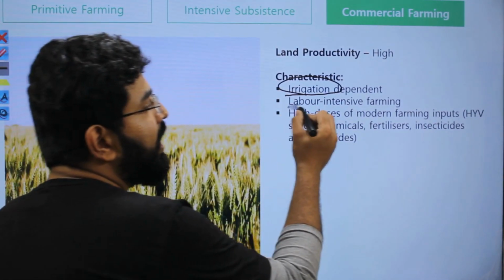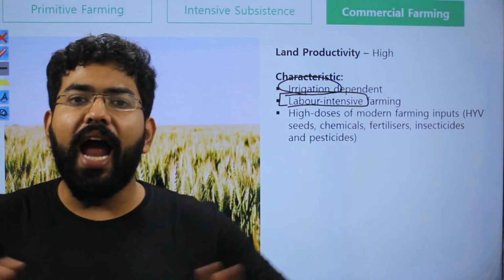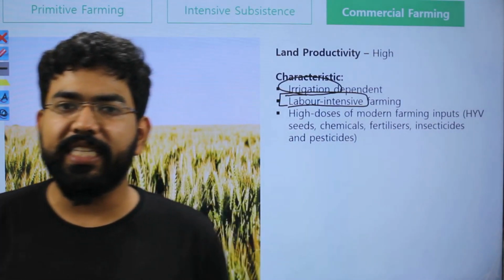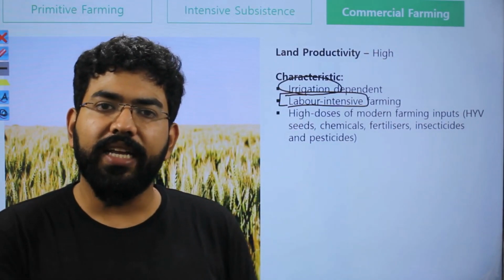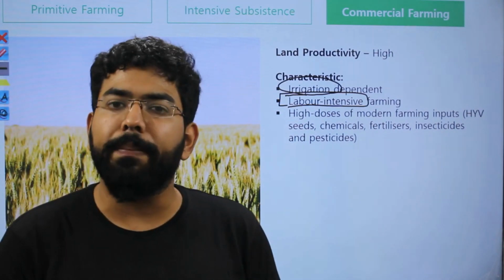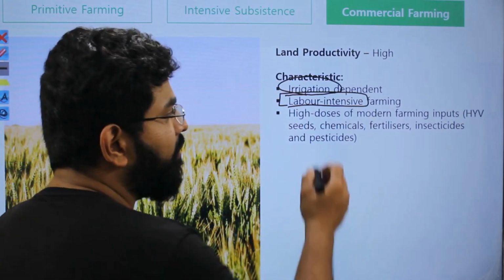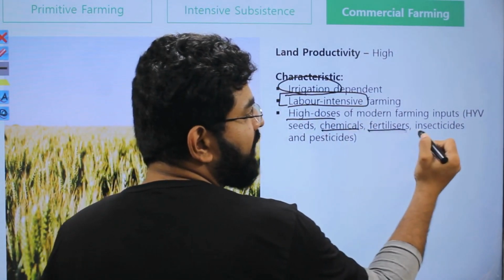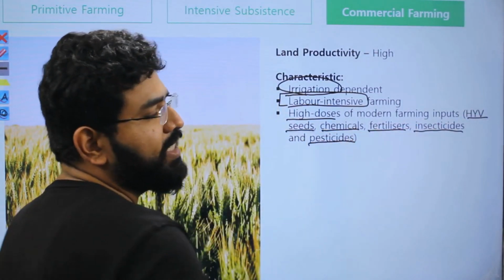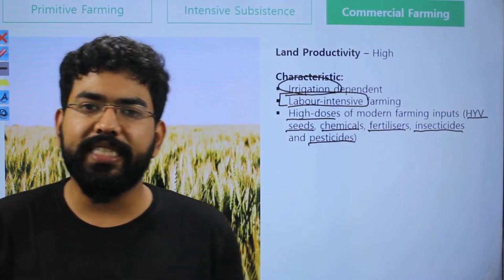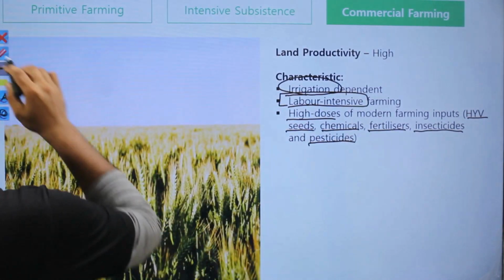Then here also labor is required a lot, because even though you have the modern machines, but still the land is huge. So this is also labor intensive. But the difference between intensive subsistence and commercial farming is that this has a huge piece of land compared to your intensive subsistence. Then here also you will have high doses of chemicals, fertilizers, insecticides and pesticides. Plus you have your high yield variety of seeds. So these are also used to increase the productivity. So the productivity here is large or high.